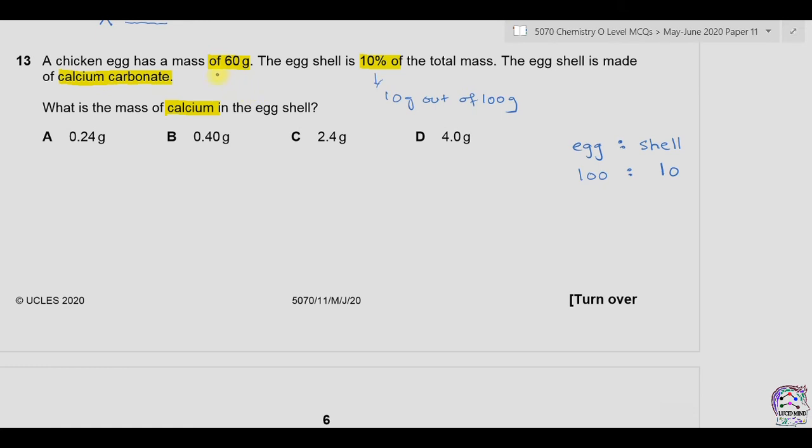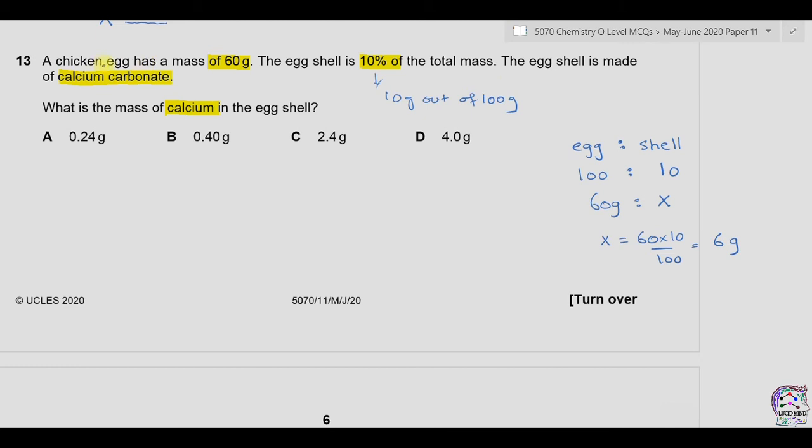Now given mass of egg is 60 grams, so we can write 60, and in 60 grams egg how much shell will be present, so we can find by cross multiplication. So x will be equal to 60 into 10 divided by 100, so it will be 6 grams.